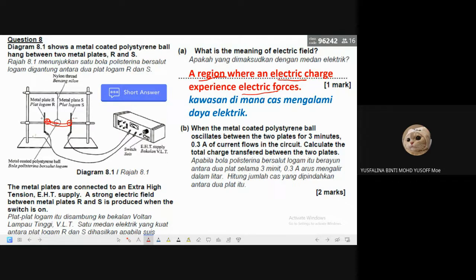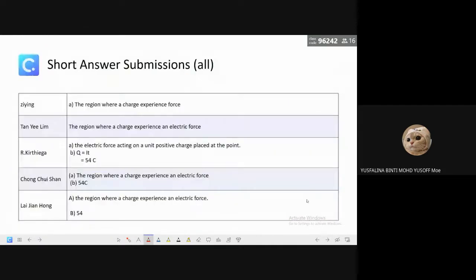Okay, for B we use the formula Q is equals to IT. Your T should be in seconds, so you have to change it to seconds by 3 times 60. So Q is equals to IT. Your I is 0.3, your time is 3 times 60, so you get 180. So the answer is 54 coulomb. Right, so let's check. Right, very good.